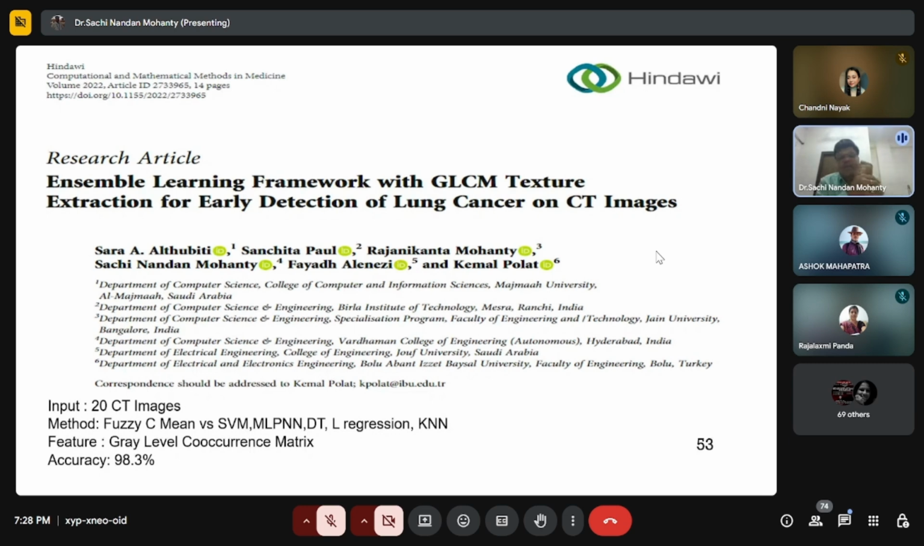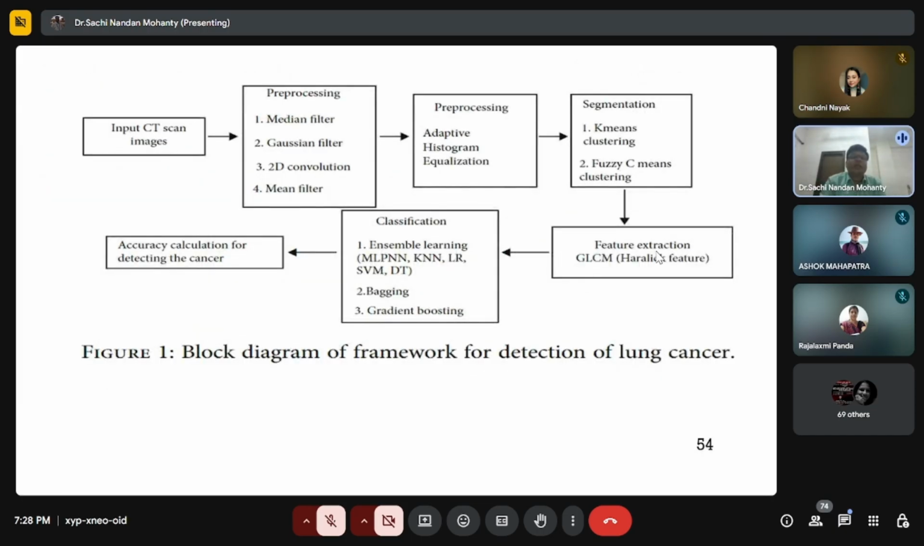Then after that we apply the fuzzy gray level co-occurrence matrix, and our accuracy becomes 98.3. So it increases a little bit over the previous one. The same data set we have considered here. So there are the input images.